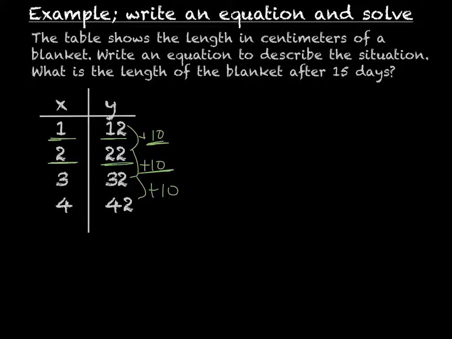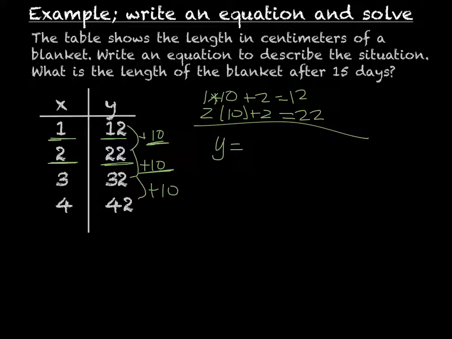So if I take 1 times 10, I get 10, and then if I add 2, I get 12. Well, let's see if that works for the next one. 2 times 10 plus 2, so that's 22. So that seems to work. Okay, so that means that my y is going to equal whatever my x is times 10 plus 2. So that is the equation that I'm going to be using.